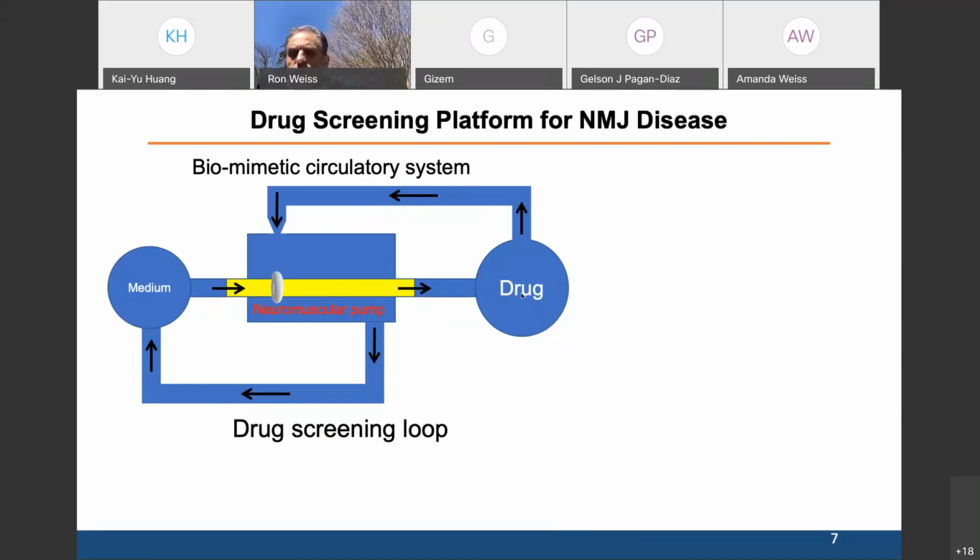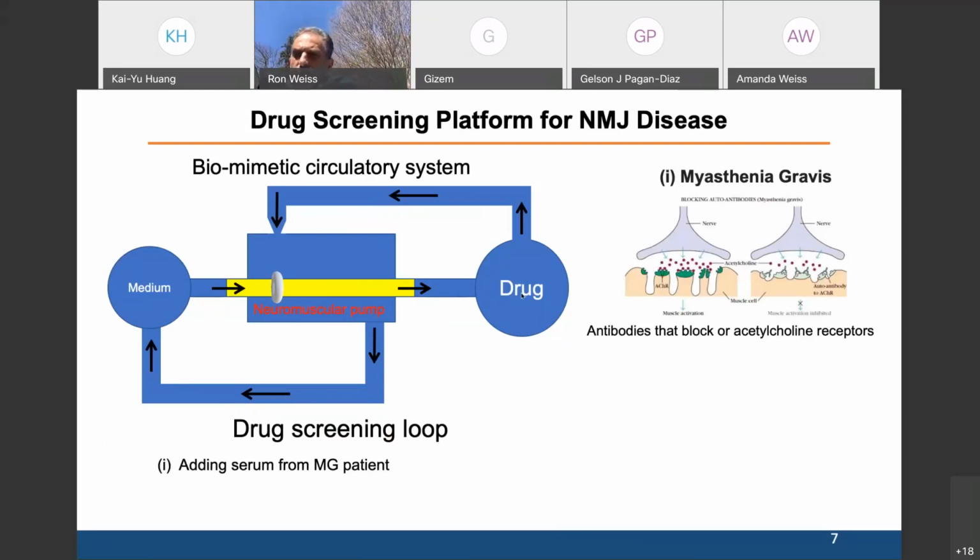There are two common neuromuscular junction diseases, and one is so-called myasthenia gravis. This disease is caused by antibodies in the patient. They will block the acetylcholine receptor on the muscle so that the muscle cannot receive the signal, so we are not able to control our muscle. To create this condition, we can add serum from the patients into this feedback loop system, and then we can add drugs in the reservoir and see which drugs may be a potential drug for this disease.